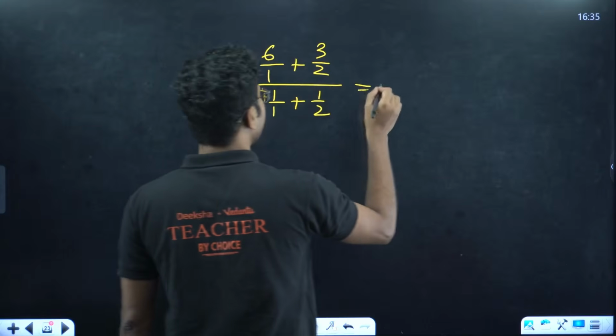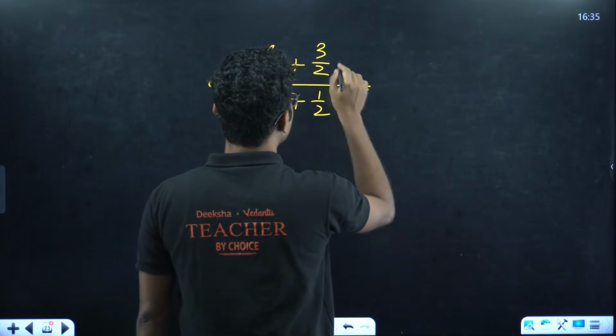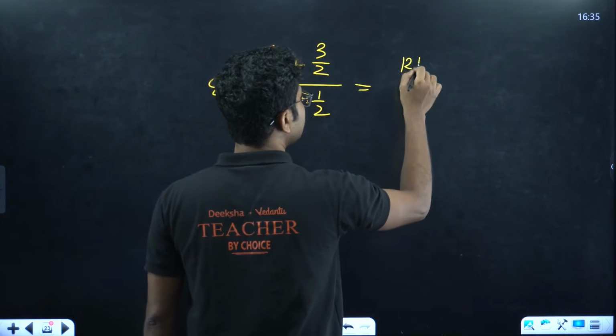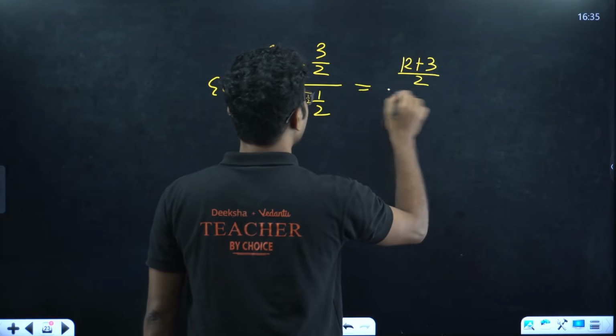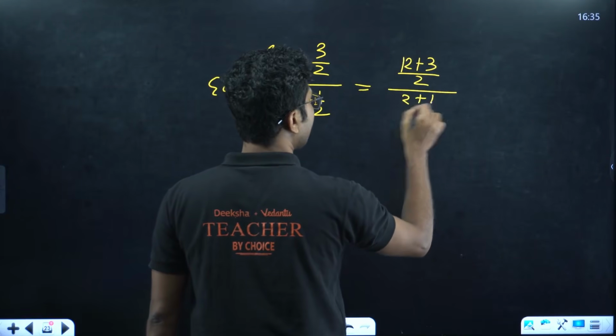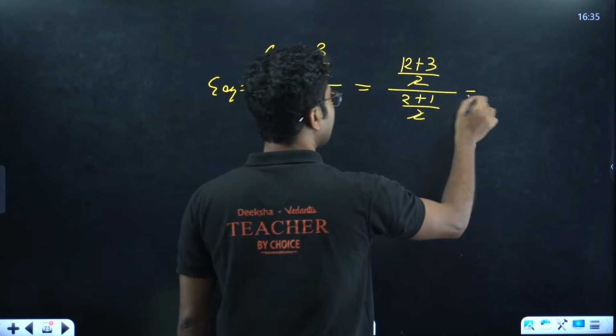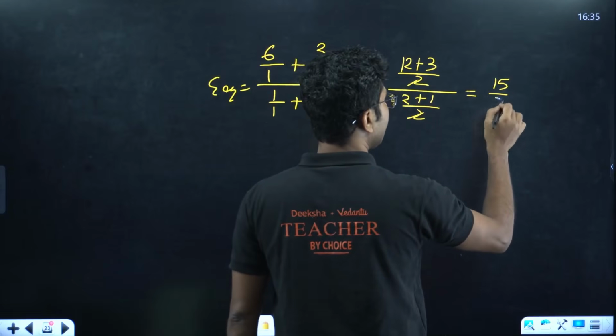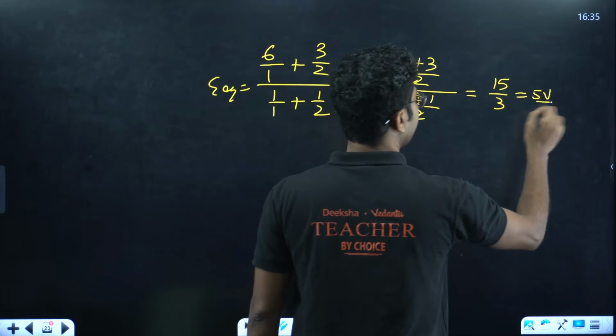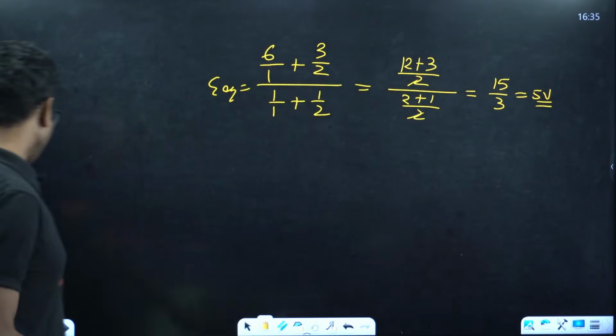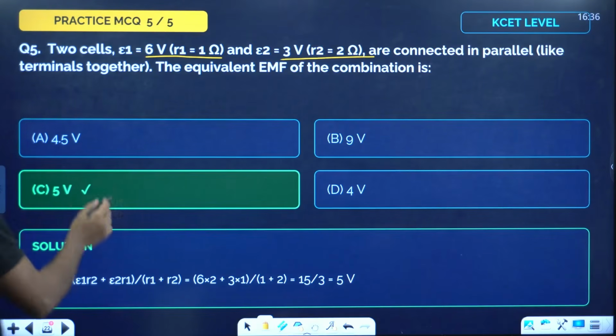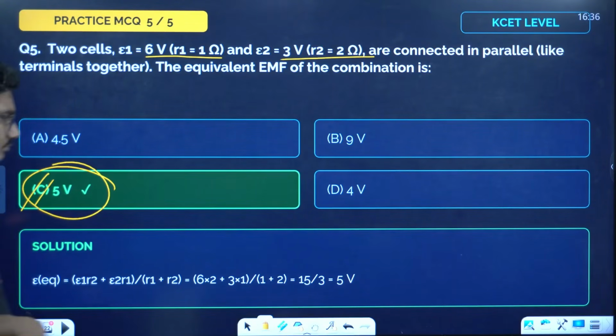Okay, so just do the LCM. 12 plus 3 by 2 divided by 2 plus 1 by 2, the 2 cancels, and you get 15 by 3, that is 5 volt. The equivalent EMF is 5 volt. So the correct answer is 5 volt.